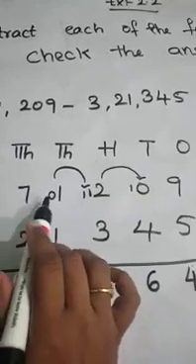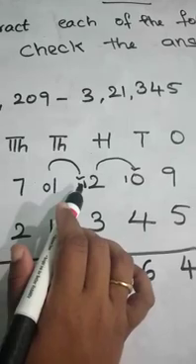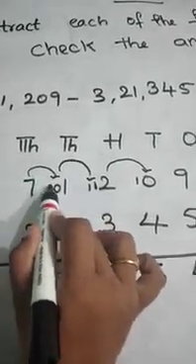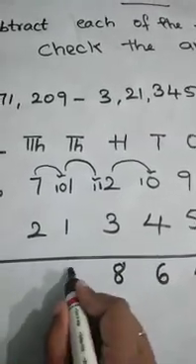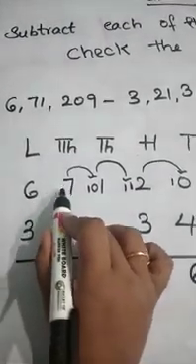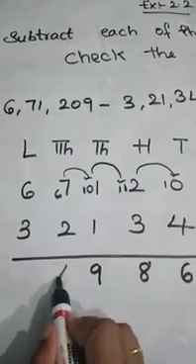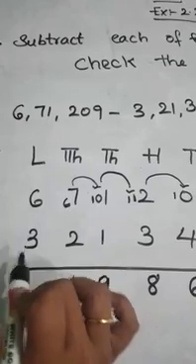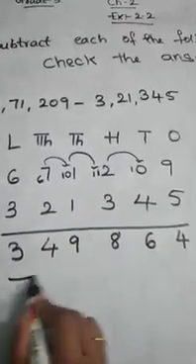Now this 1 becomes 0 as it has given a borrow to the side number. So now we have to borrow again from 7. So this will become 10. 10 minus 1 is 9. Now this 7 will become 6. 6 minus 2 is 4. Next, 6 minus 3 is 3.